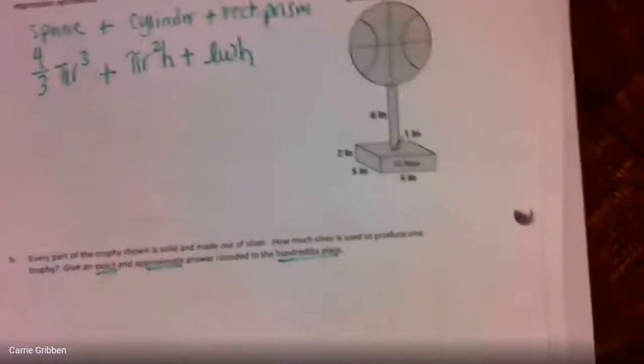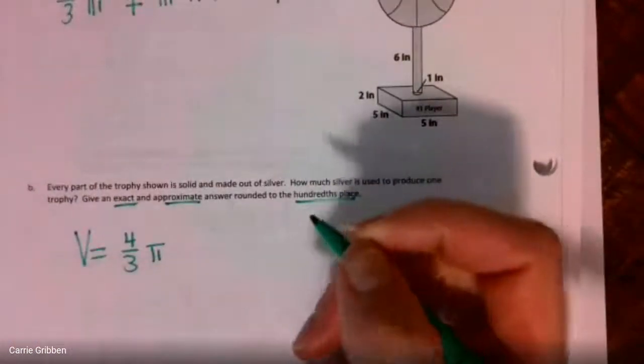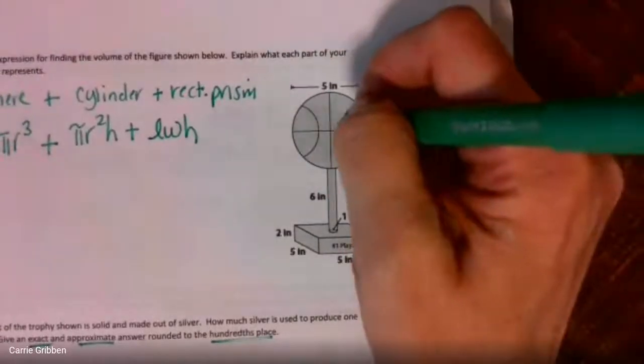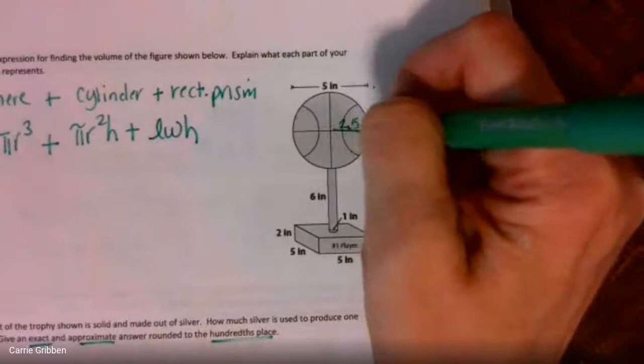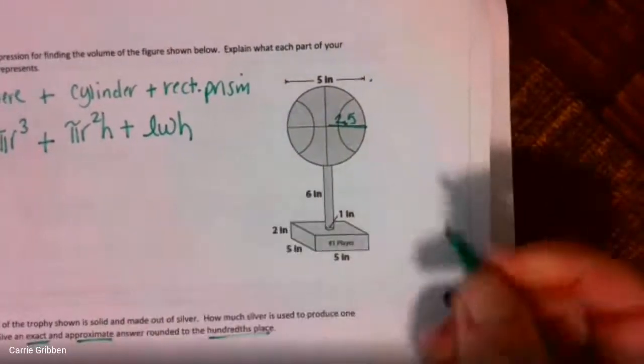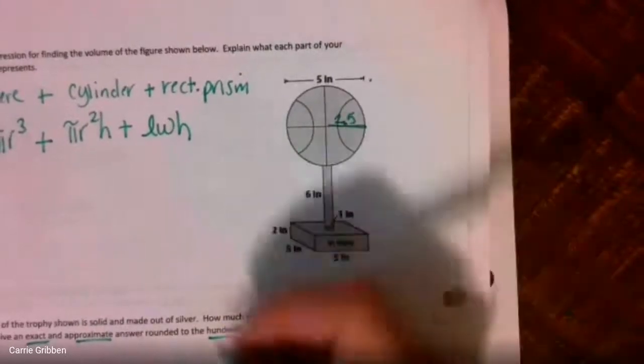Let's do this one. Okay, here we go. So if we put this back together and plug in everything again, that volume should equal 4/3, keeping the pi for the exact answer. Now, radius, let's look. Well, the diameter is 5, so that makes the radius 2.5, halfway. So 2.5 cubed plus pi. For this one, leave it there.